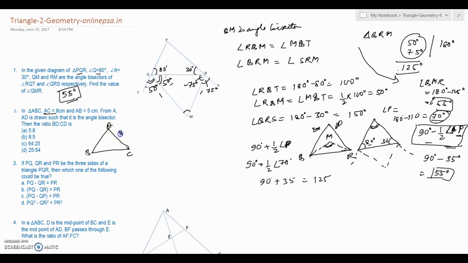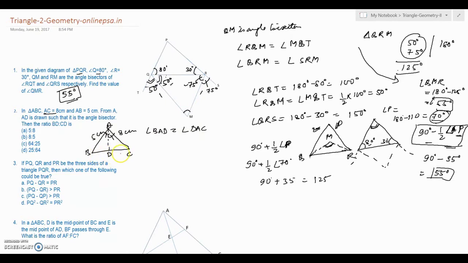AC is given as 8 cm, and AB is given as 5 cm. From A, AD is drawn such that it is the angle bisector. This is D. This angle is the same as this angle. Angle BAD is equal to angle DAC because it is given that AD is the angle bisector.